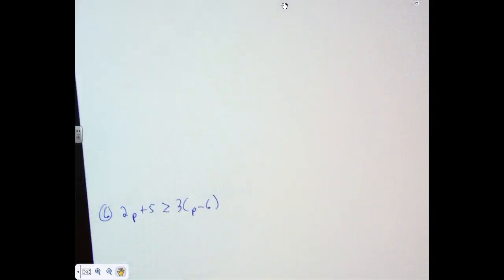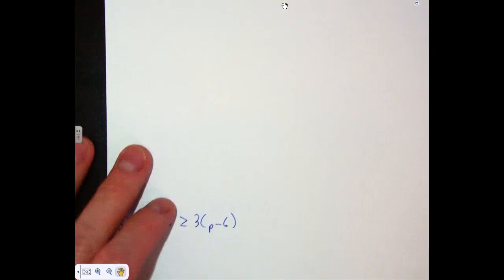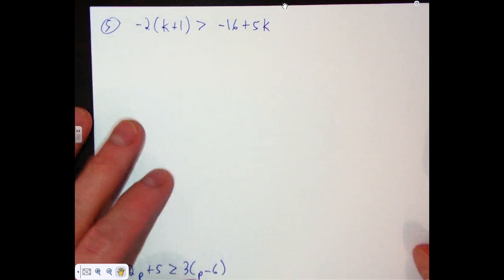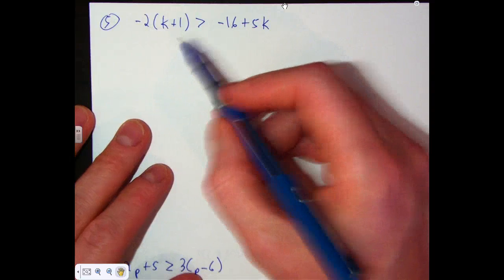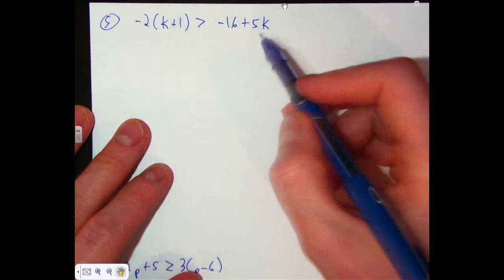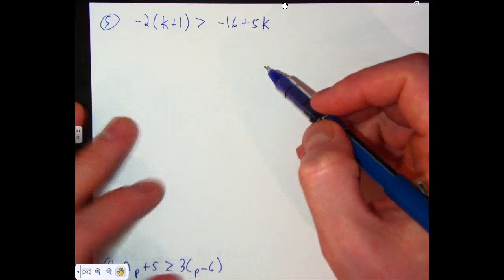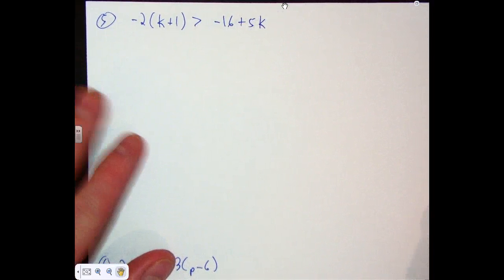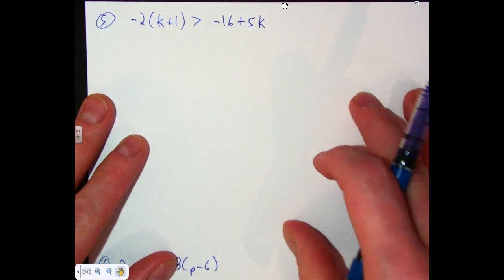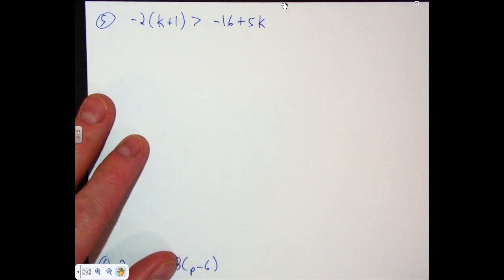Next example goes back to more complex inequalities. So we have negative 2 times the quantity k plus 1 is greater than negative 16 plus 5k. Now in this case, we are going to be stuck with kind of a weird situation of either having negative variables or moving them to positive variables, but then having to flip the symbol at the end because the way we're going to have it written is going to look awkward.